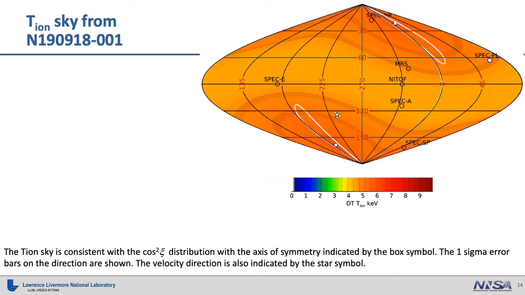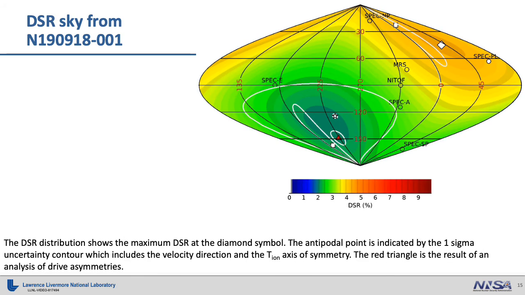The Tion sky is consistent with the cosine squared distribution with the axis of symmetry indicated by the box symbol. The 1 sigma error bars on the direction are shown. The velocity direction is also indicated by the star symbol. The DSR distribution shows a maximum DSR at the diamond symbol. The antipodal point is indicated by the 1 sigma uncertainty contour, which includes the velocity direction and the Tion axis of symmetry. The red triangle is the result of an analysis of drive asymmetries.